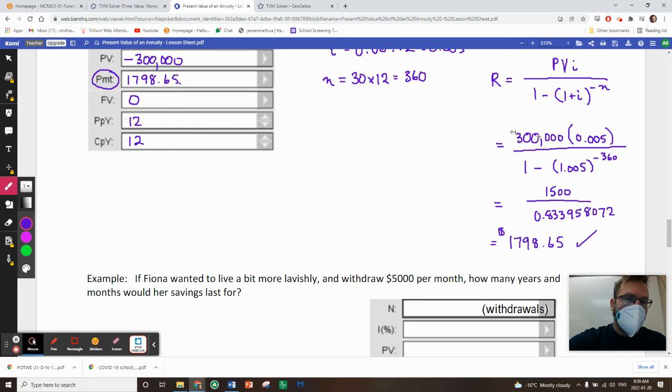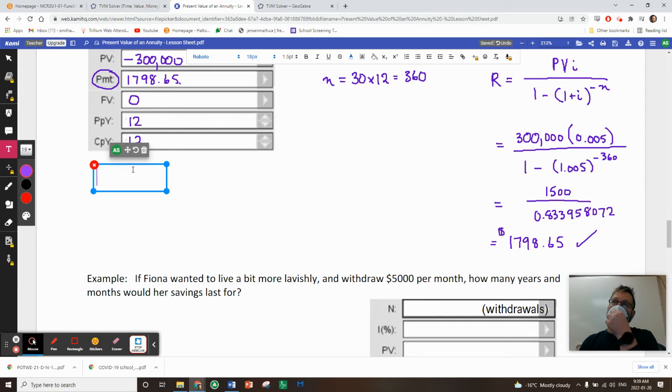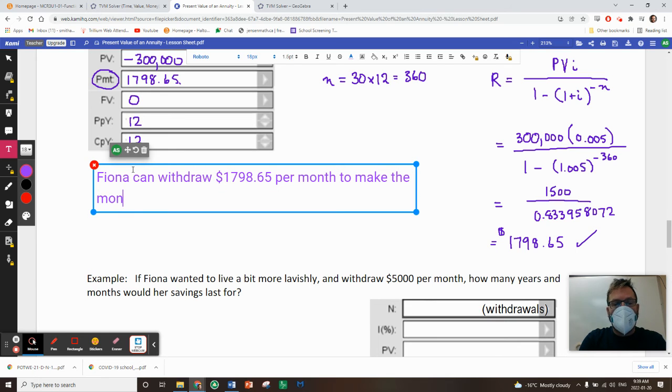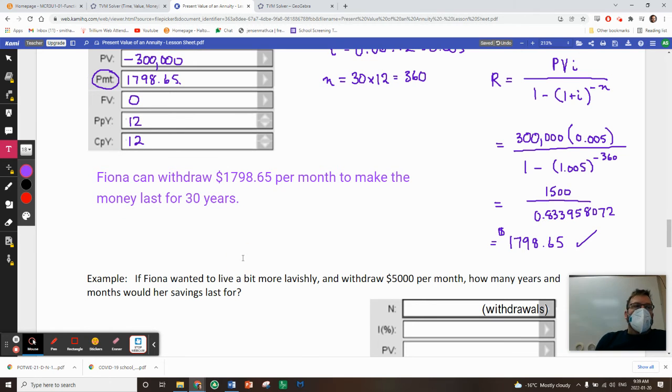Woohoo. This is great. So Fiona knows exactly what her lifestyle needs to be in order to stretch that money for the time that she needs. Fiona can withdraw 1,798.65 per month to make the money last for 30 years. In the next question, guys, we're just going to use the TVM solver, and maybe we'll play around with this question a little bit, have some fun.